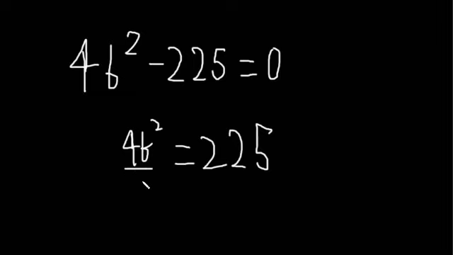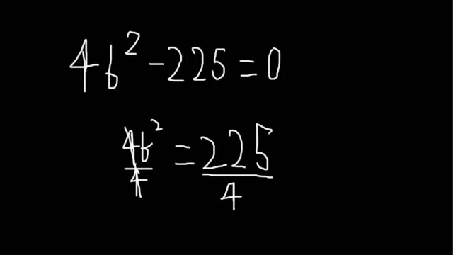So, first we isolate our variable, 4b squared equals positive 225. And then we divide by the coefficient of b, which is, that's right, 4. So now we divide 4 by 4, and it's now 1. And we divide 225 by 4. But wait, isn't 225 not divisible by 4? Now what happens? Now b squared is equal to 225 over 4.